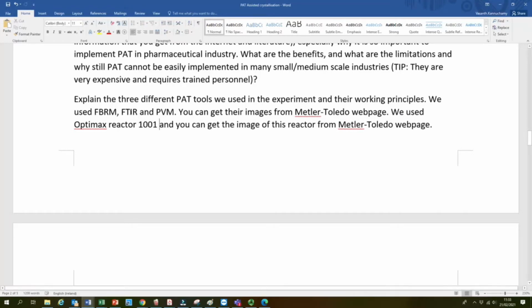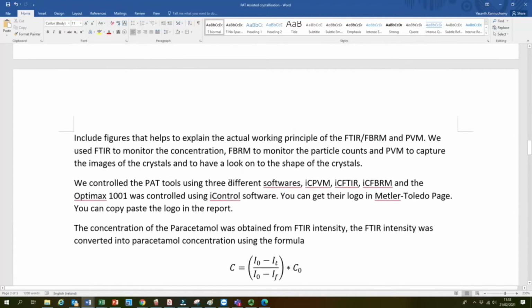So add the images of all the PAT tools in your report. It's really important. And as I said, whenever we are talking about the working principles, it's better to add images, because images can explain better than 100 words.